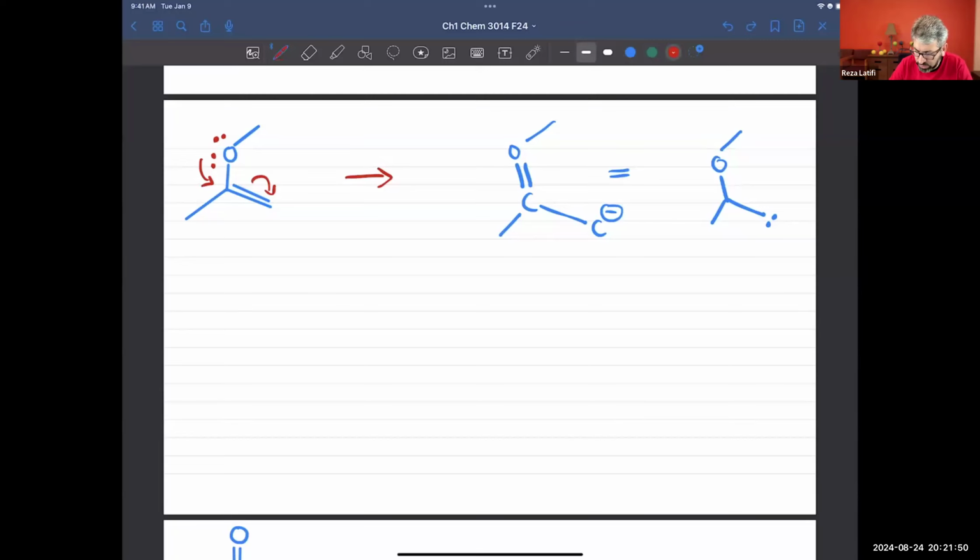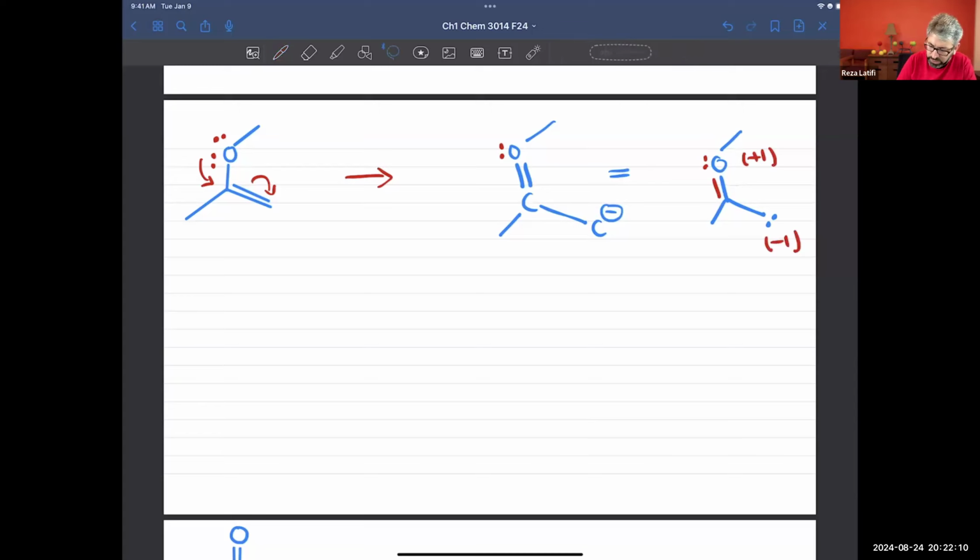Let me draw it with another color. So oxygen, in order to be active, needs one more lone pair. So here you go, one more lone pair. And oxygen is going to have +1 charge, and this carbon -1.